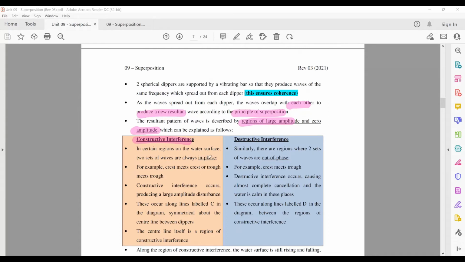In those regions, the waves are always meeting in phase. Crest meets crest, trough meets trough. Here, you're getting a large amplitude wave. This occurs along lines labeled C in the diagram, symmetrical about the center line between the dippers. The center line itself is a region of constructive interference.